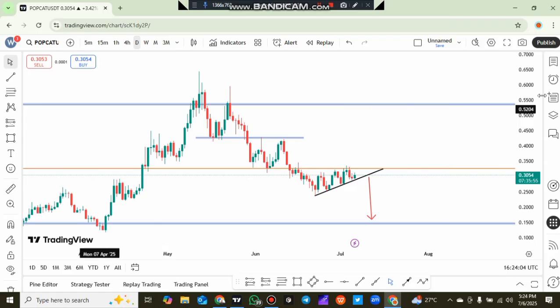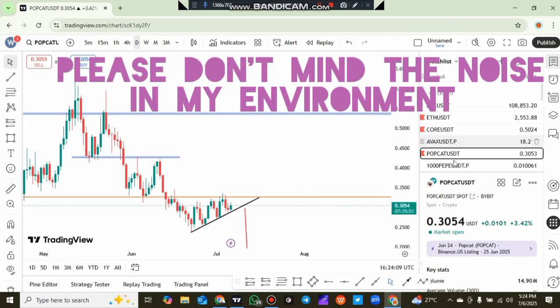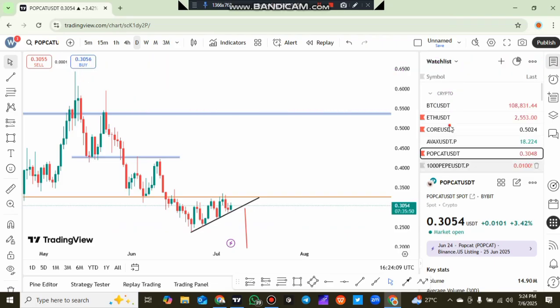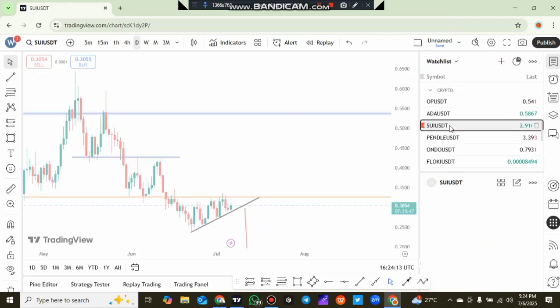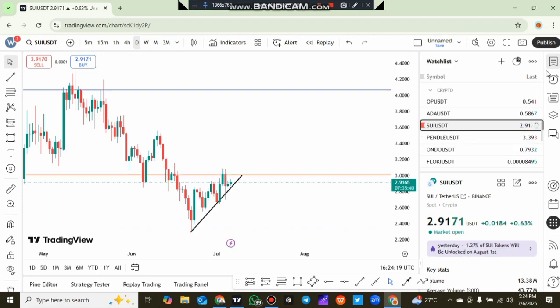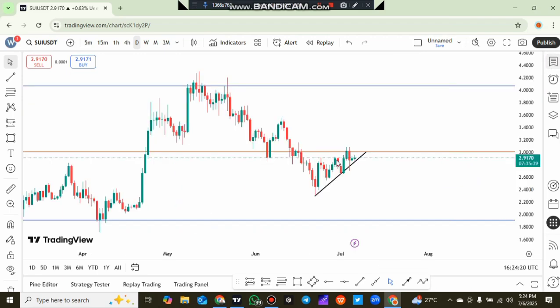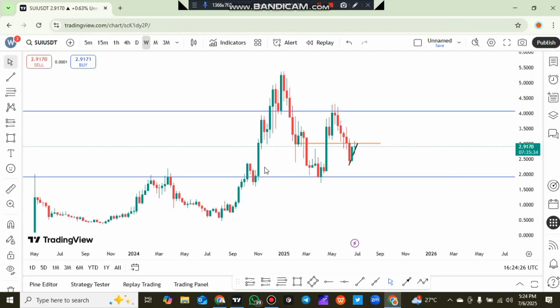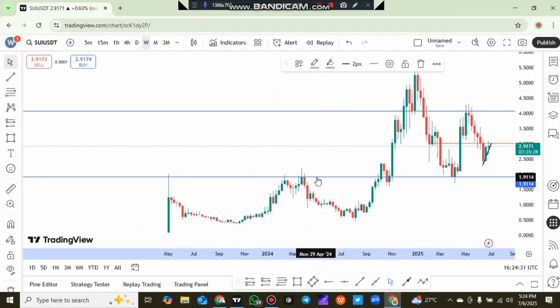The next pair that I want to look at is SUI USDT. Alright, so okay, SUI USDT. And here on SUI USDT, if I come to the weekly time frame, I'll see there is a support here, a support dating back. I think this pair has been launched since 2023.